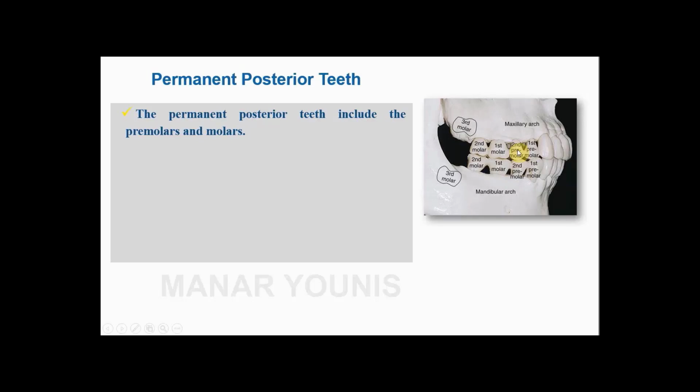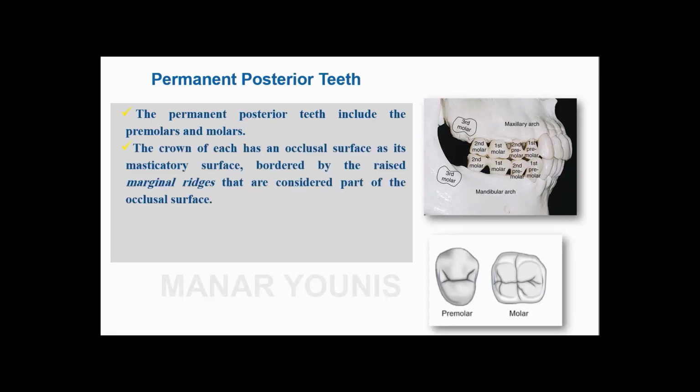The permanent posterior teeth include the premolars and molars. We have two types of premolars, the first and second premolar, and three types of molars in each quadrant. The crown of the posterior teeth is characterized by having an occlusal surface as its masticatory surface rather than having an incisal edge or ridge as is found in the anterior teeth. The occlusal surface is bordered by the raised marginal ridges, which are considered part of the occlusal surface rather than the lingual surface like anterior teeth.